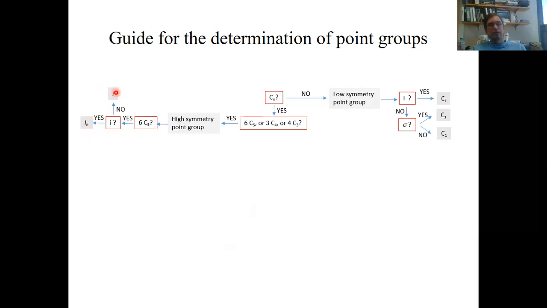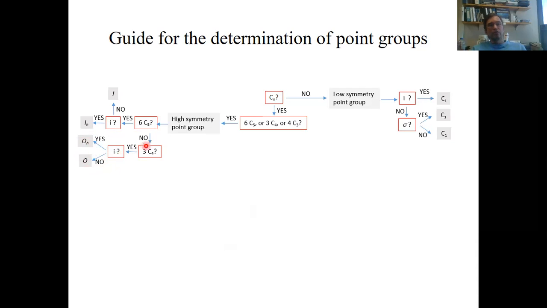Okay, now it could have been that our answer to this question here was not yes, but no. In this case, we would have asked an additional question, which is, do we have 3C4 axes? So here we are asking for octahedral symmetry, because octahedral symmetry is associated with 3C4 axes. So now if the answer is yes, we again ask next, is there an inversion center present? And if an inversion center is present, well, then our point group must be Oh. If our inversion center is not existing, then our point group must be O.